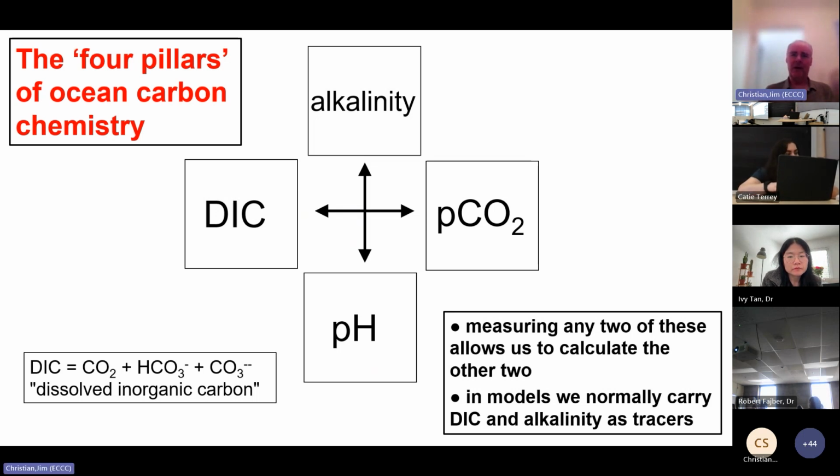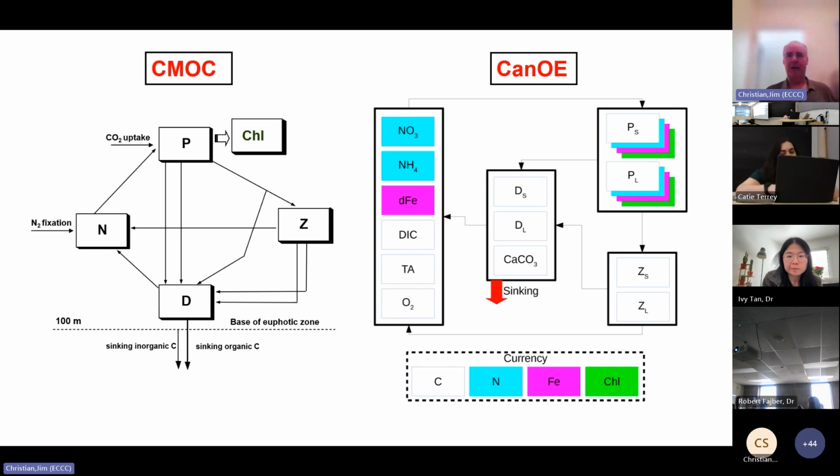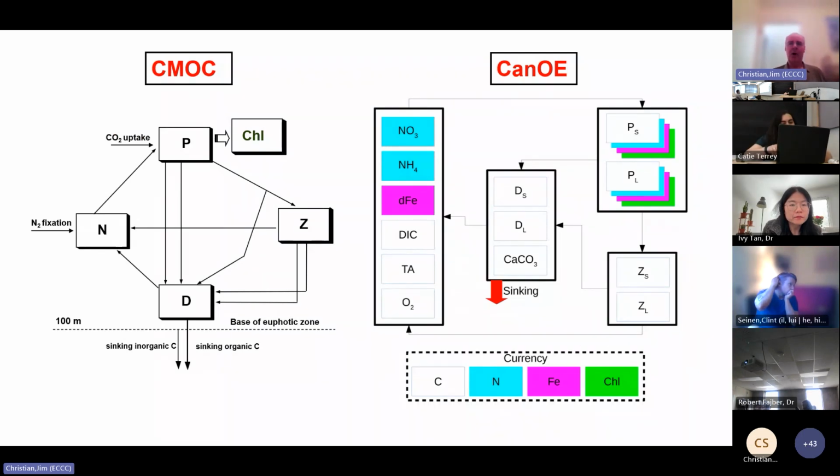Now, in terms of the biological sources and sinks, this is where the models really start to diverge. All the carbon chemistry, gas exchange, and solubility of CO2 and oxygen is the same in CMOC and CanOE, but the biological sources and sinks are very different. CMOC is what you call an NPZD model. It's the simplest model structure you can have with prognostic biology, so a lot of processes like nitrogen fixation and iron limitation are highly parameterized.